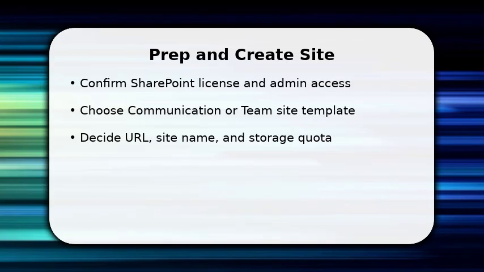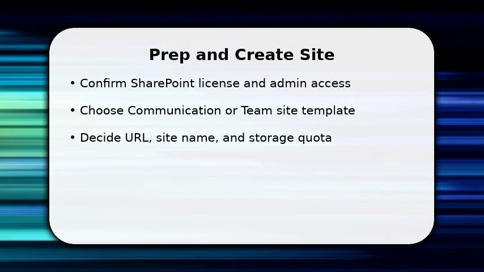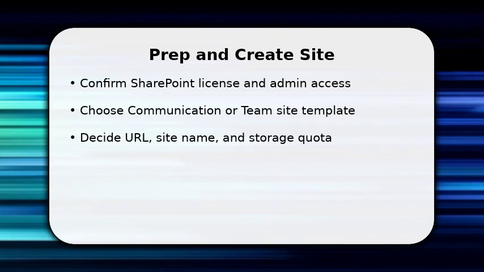You start by confirming you have SharePoint admin rights and an appropriate license so the site can be provisioned. Create a new site. Pick communication for broad publishing or team for collaboration. This choice determines layout and permissions. Once done, name the site, set the URL, and allocate storage quota so you don't hit limits.